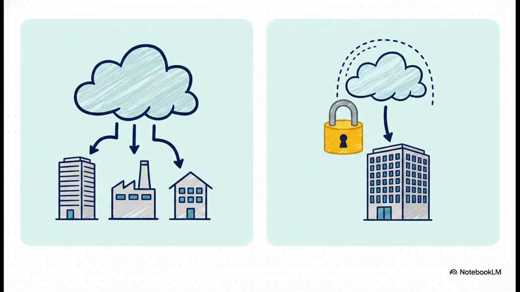A public cloud means the infrastructure is hosted by a third-party provider and the resources are shared among multiple different organizations. It's incredibly cost-effective and highly scalable, but because it's an open, shared environment, you do get a bit less customization. A private cloud, on the other hand, dedicates all of its resources and hardware to one single organization.